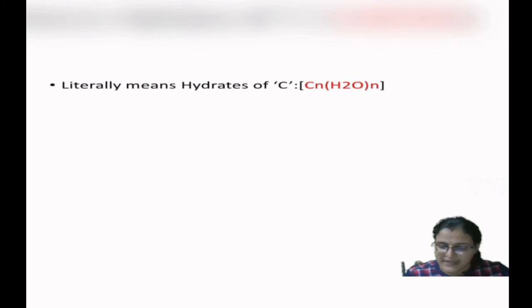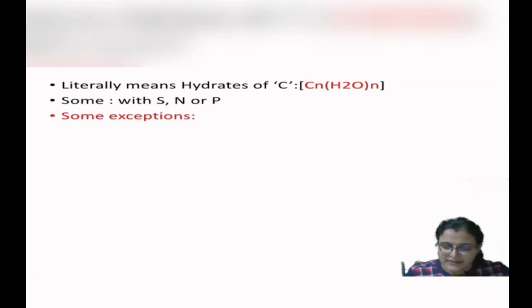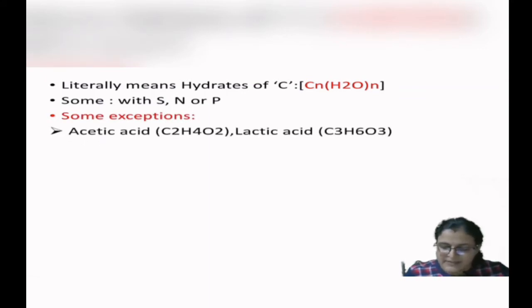Literally it means hydrates of carbon. The general formula is C_n(H2O)_n. Some carbohydrates contain sulfur, nitrogen or phosphorus. Some exceptions are there, like acetic acid and lactic acid. Why are these exceptions? If I put n equal to 2 in this formula, I get acetic acid, but it is not a carbohydrate. If I put n equal to 3 in this formula, I get lactic acid, but it is also not a carbohydrate.